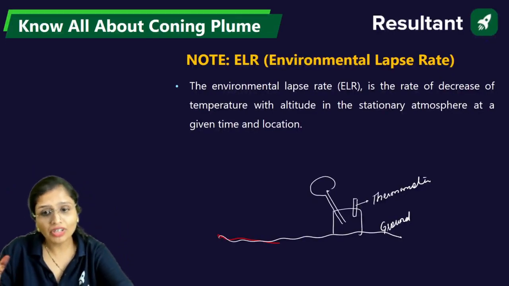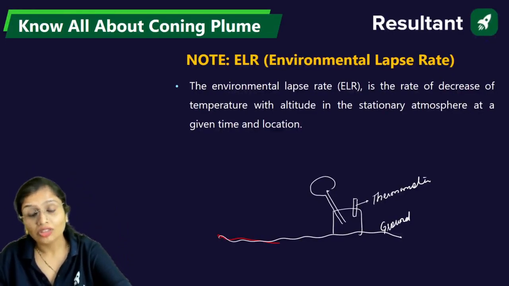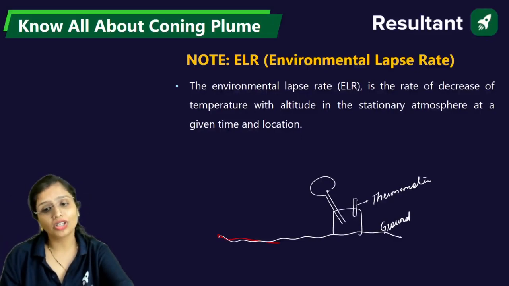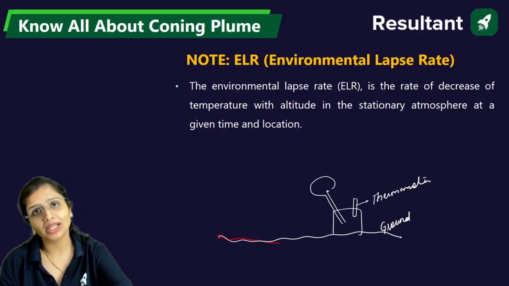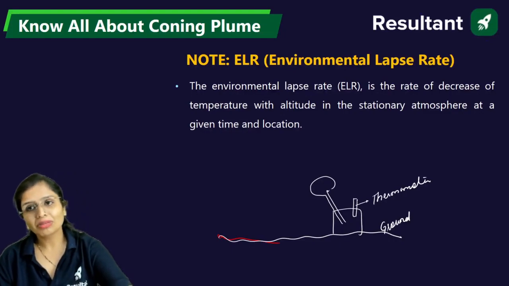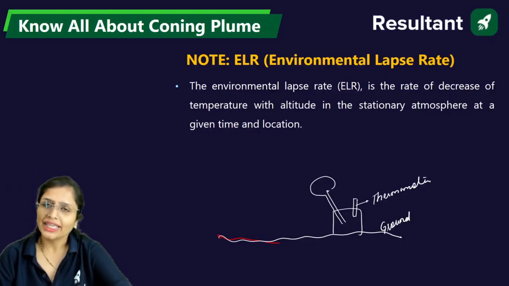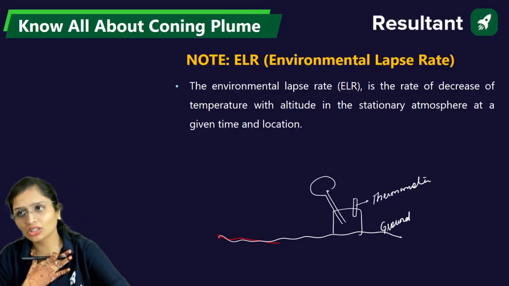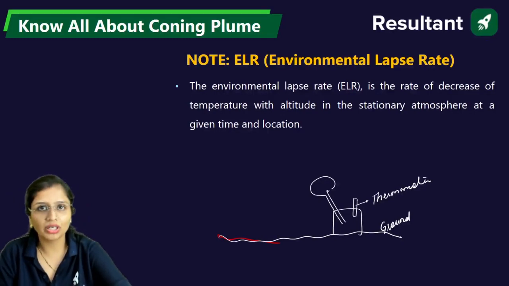So the rate of decrease of temperature of surrounding air with increase in altitude is known as environmental lapse rate. Now you will say, ma'am, is it constant? No. ELR changes from place to place. So let us suppose I am in Lucknow, you are in Delhi, I am in Bhilai, you are in Mumbai.